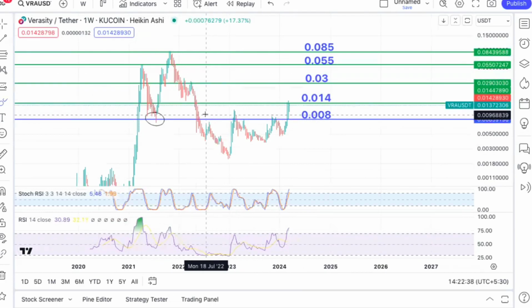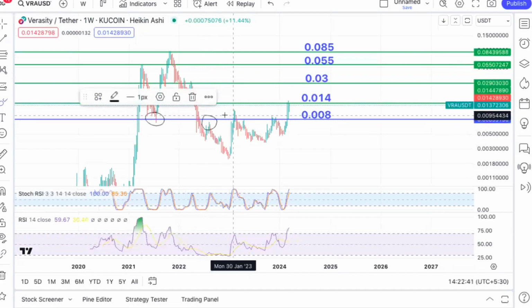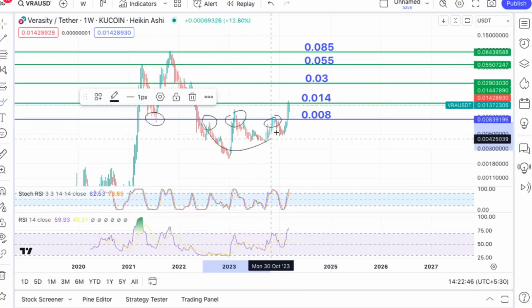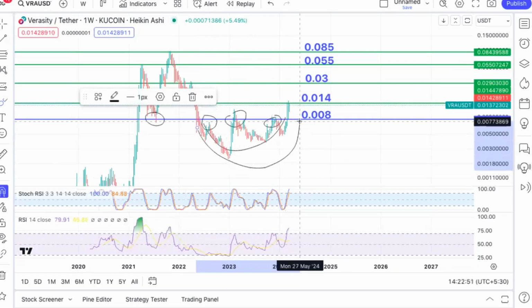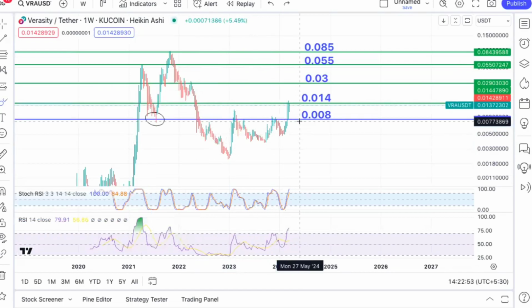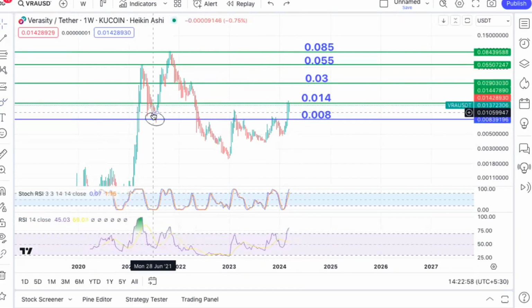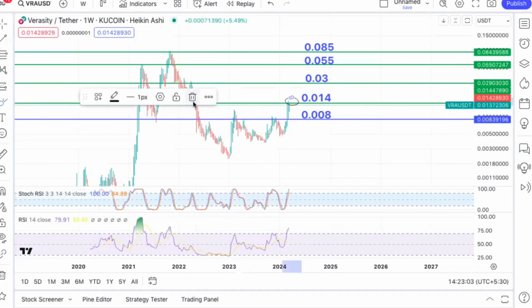In the bear market, you can see this price was acting as resistance, and it took almost 1.5 to 2 years to find a rounding bottom and break out of this price. So this is not a small breakout. This is a massive breakout on the weekly time frame, and it's already approaching a very important weekly resistance at 0.014.